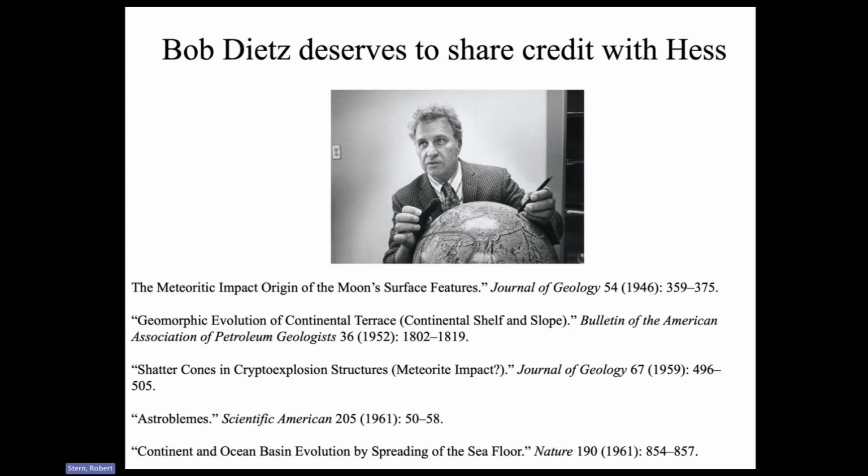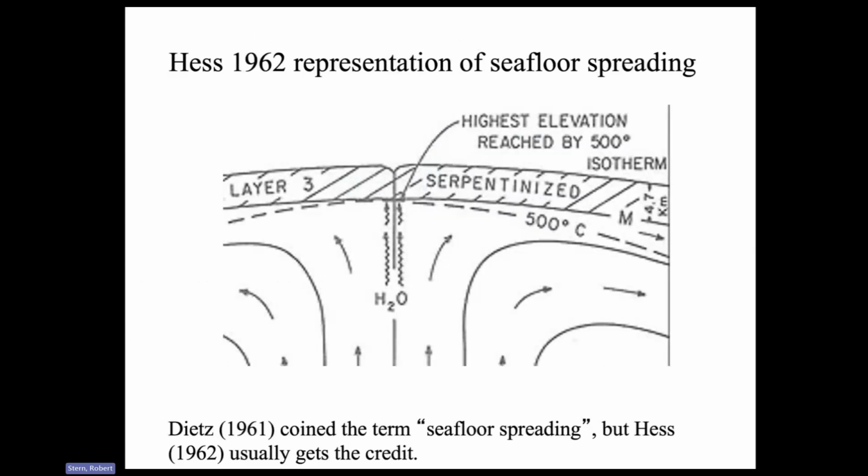Astroblemes, those are impact sites. But what we're going to talk about here is his paper in 1961 on continent and ocean basin evolution by spreading of the seafloor. So that actually was the first paper to develop the idea, and Hess came along later, in 1962, and never used the word seafloor spreading. Dietz uses the term spreading seafloor, not seafloor spreading.